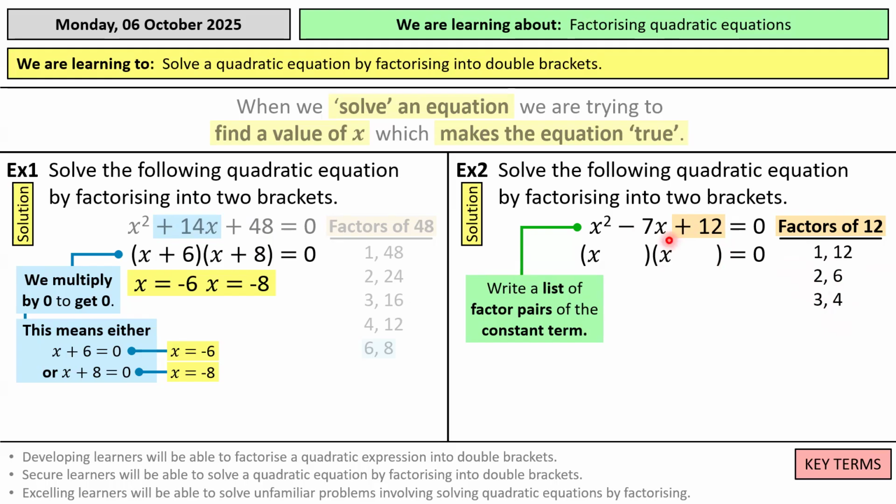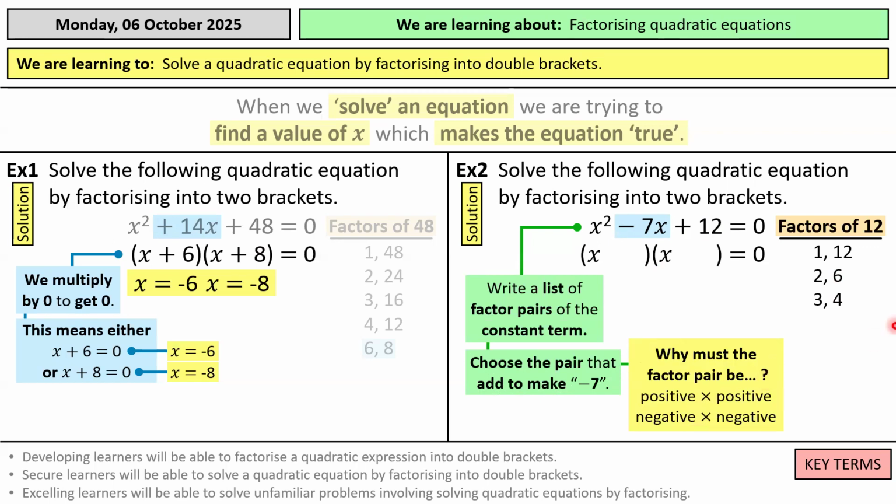But listen here, the sum should be negative. If the sum is negative, this is negative 3 and this should be negative 4. So you must write negative 3 here, negative 4 here. So 3 and 4 are the numbers. We choose the pair that adds to make negative 7. So we put negative 3 and negative 4.